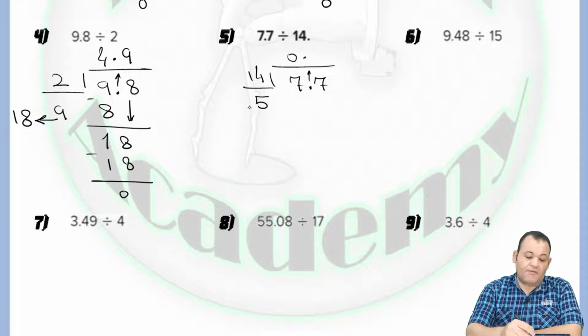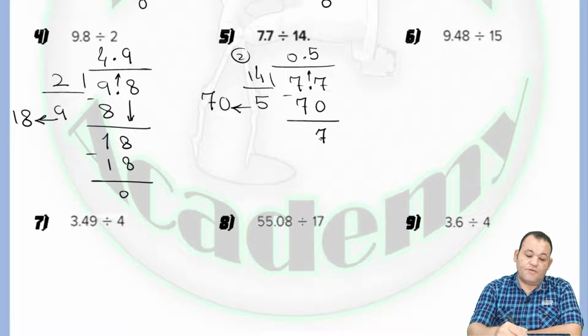We can check for 5. 5 times 4 equals 20. 0 and carry 2. 5 times 1 equals 5 plus 2 equals 7. So the closest number now will be 5 up and 70 will be down. Subtract, it will be equal to 7.